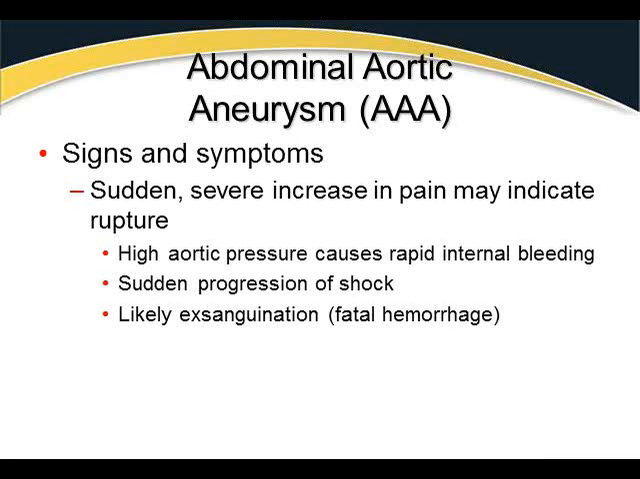So these signs or symptoms: a sudden severe increase in pain can indicate a rupture. High aortic pressure causes rapid internal bleeding. It's going to lead to shock, and then it's very likely that they will have a fatal hemorrhage or exsanguination within their abdomen. Yes, you can bleed all your abdominal content out in your abdomen. You can bleed all your blood out into your chest as well.